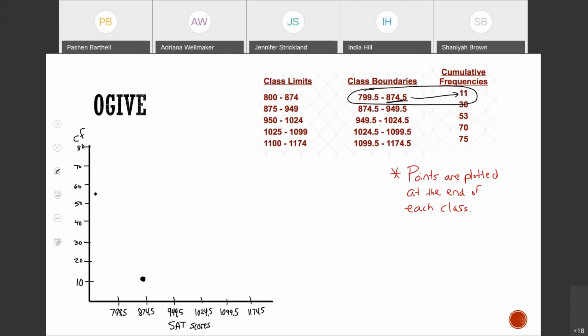All right, so once you have the first one, the rest of them sort of follow. The next one's going to be at 30. It's going to be above the 949.5. That's the end of that class. And remember, on a line graph, we'll sort of connect as we go. The next point should be at 53. The next one at 70. And the last one at 75.